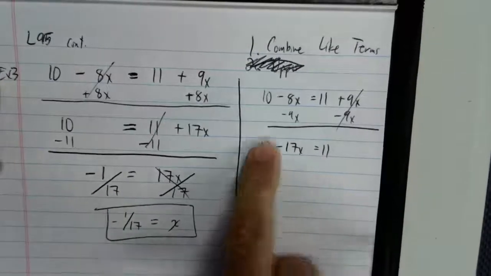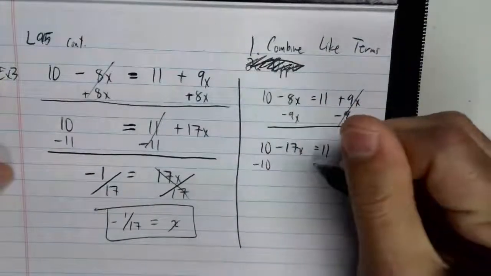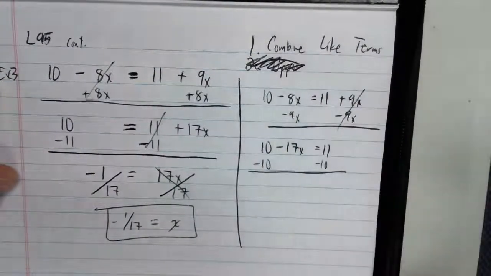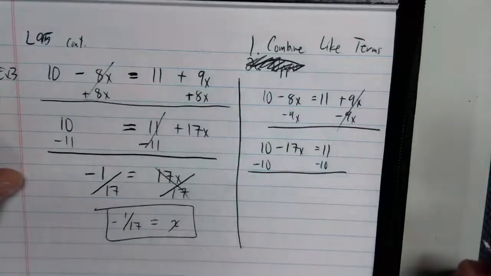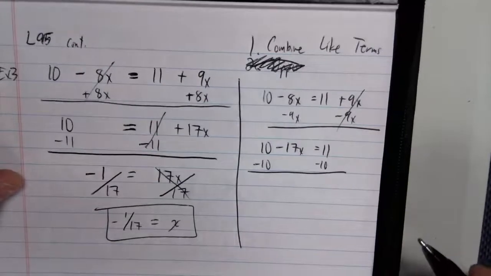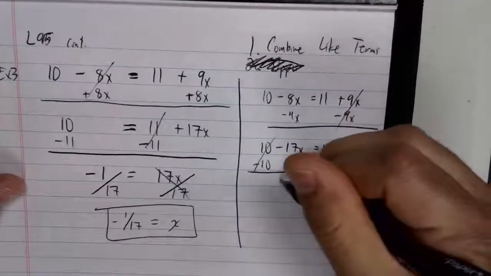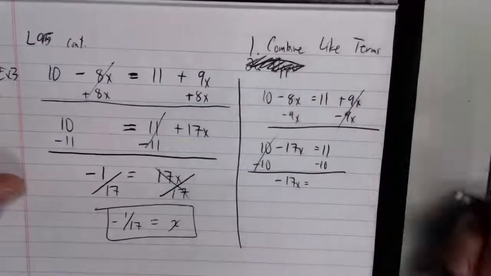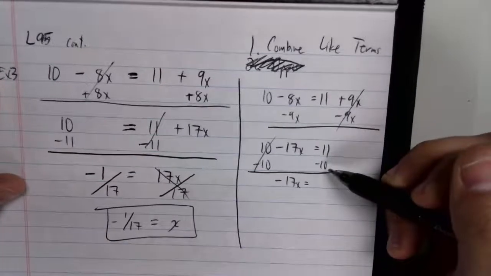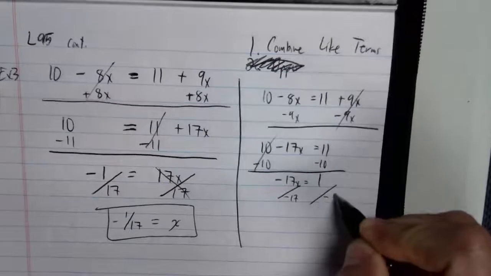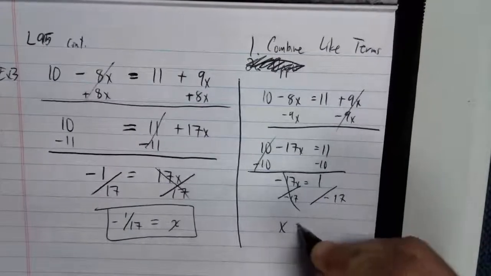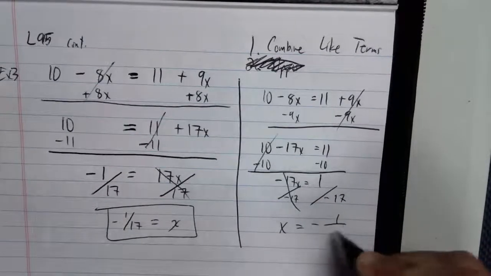Now, how am I going to move the 10? I would subtract it. Again, you don't have to write this. This is just the other way to do it if you moved it to the left. My purpose in showing you this is for you to see that it didn't matter. It will cancel there, and I've got negative 17x equals 11 minus 10 is 1. Final step is to divide by negative 17, and you get x equals negative 1/17.